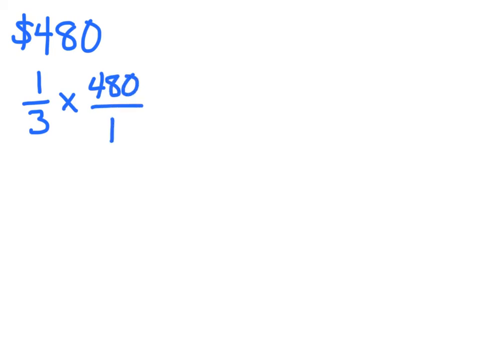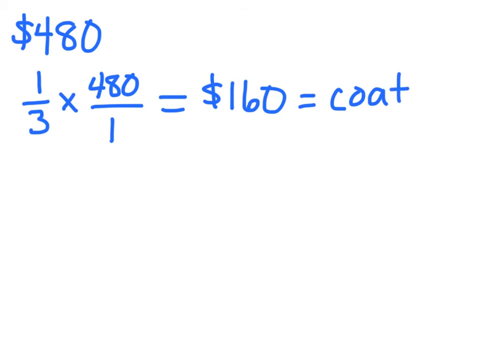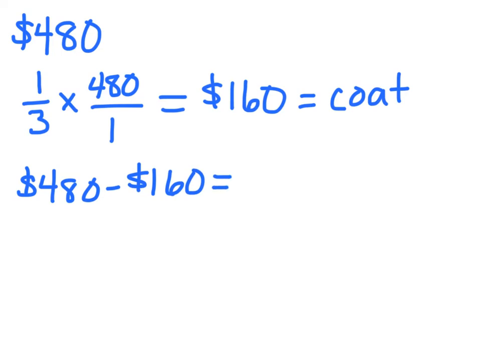Let's see, that will be $160, correct? So now we know that the coat cost $160. So after buying the coat, how much money does Sophia have left? Well, she has $480 minus $160 left, which equals $320. Okay?